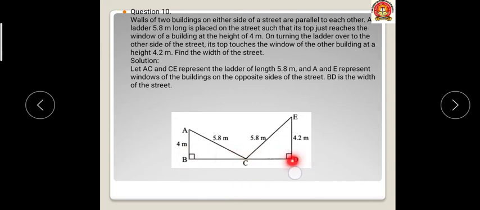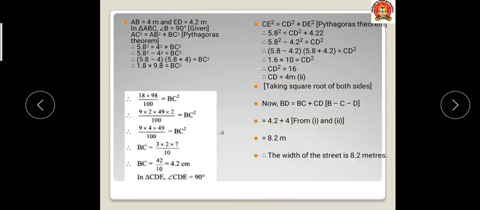After getting BC and CD, you have to add them. You will get the width of the street. A simple statement, see here. AB is 4, ED is 4.2. So by the Pythagoras theorem, what will you get? BC square is equal to this much, and the same for the other. Therefore BD is equal to BC plus CD. You will get 4.2 plus 4, which is equal to 8.2. The width of the street is 8.2. So in this way you can calculate and you will get the answer.